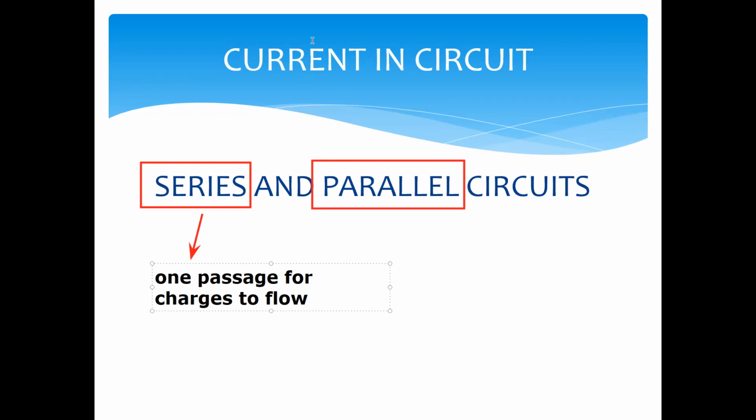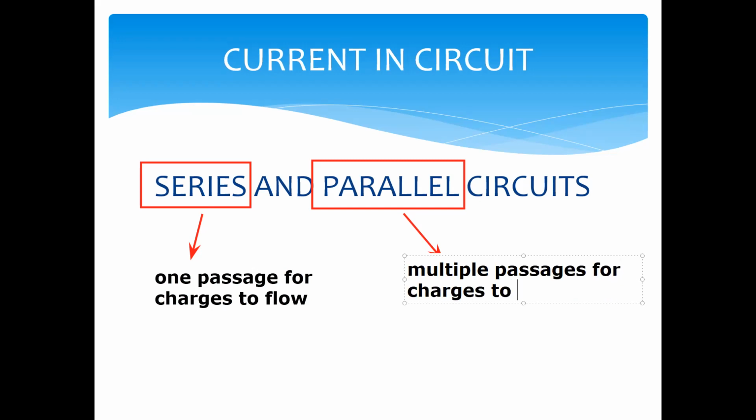We call that a series circuit. But a circuit which has multiple passages for the charges to flow, like charges can move many ways, different passages are available for the charges to flow, we call that a parallel circuit.